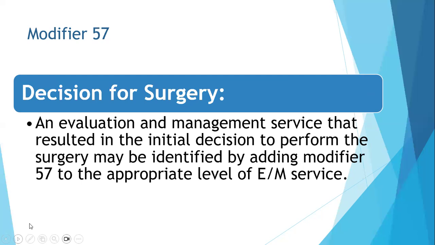So I already covered most of it, but decision for surgery is specifically for procedures that have global days attached to them. So just remember that when your providers are making decision for surgery, and it can happen both ways. The first way is they make the decision 2 weeks ago and your provider wants you to add a 57 on it. You can't add a 57 for decision for surgery that isn't the day before or the day of.